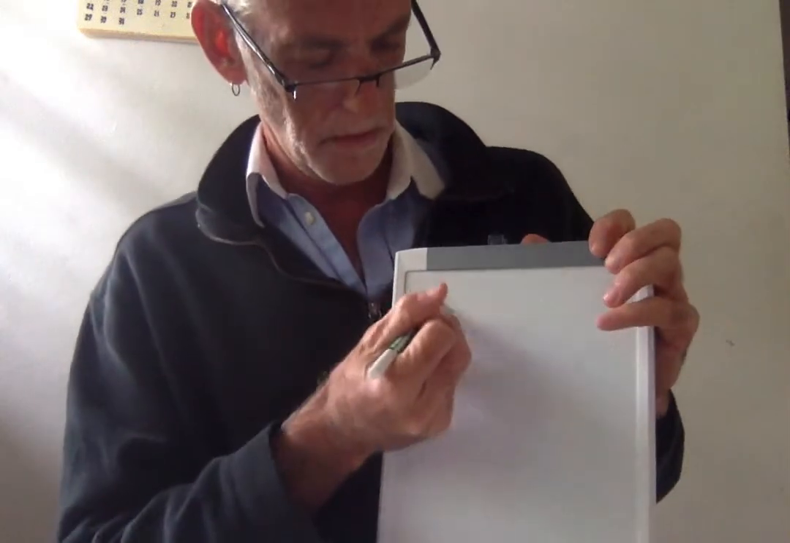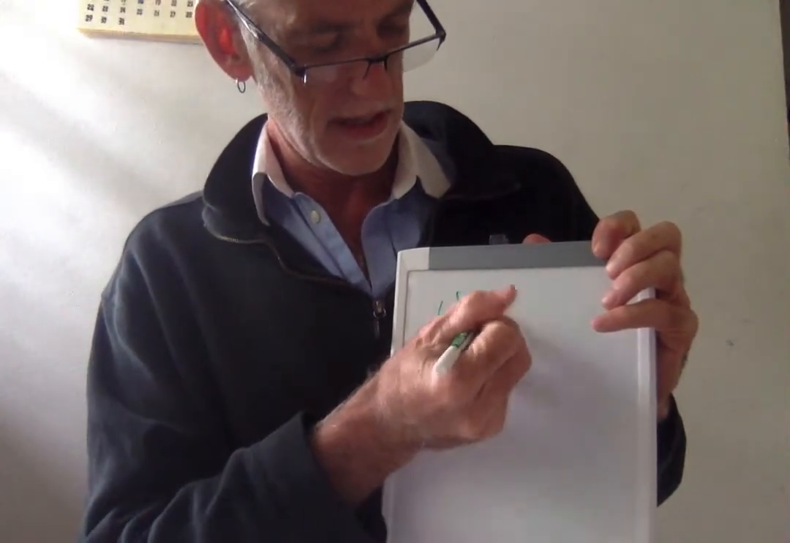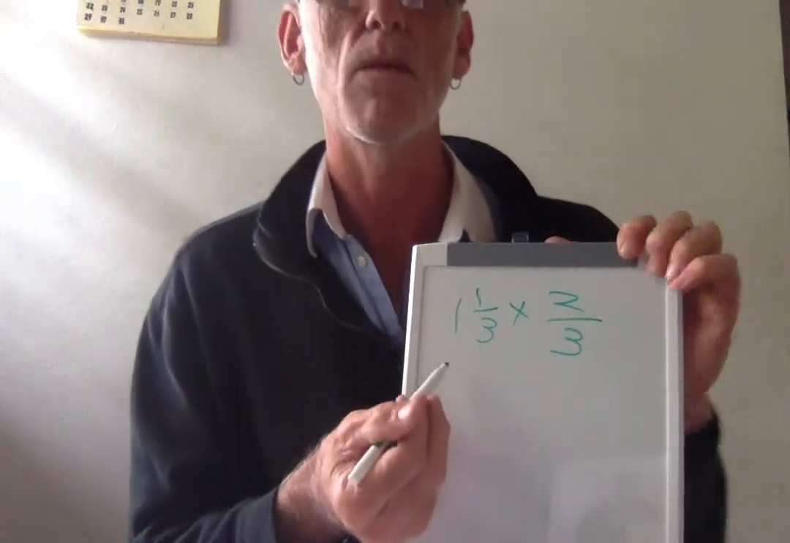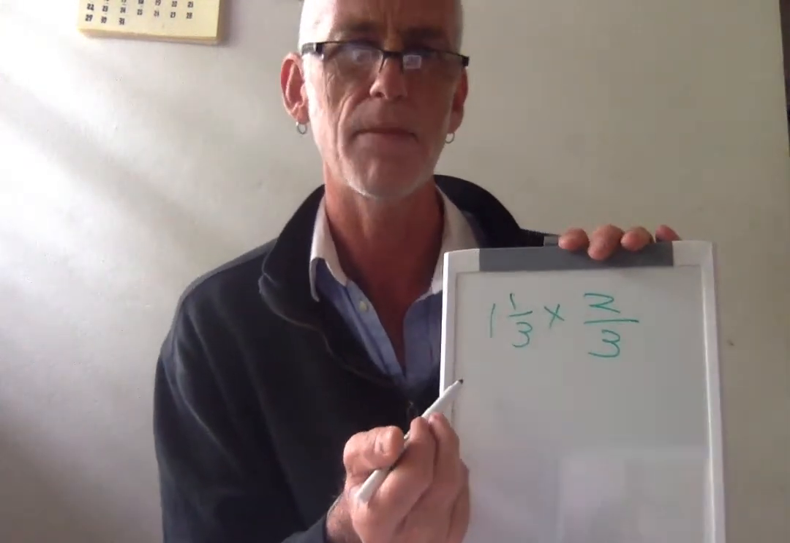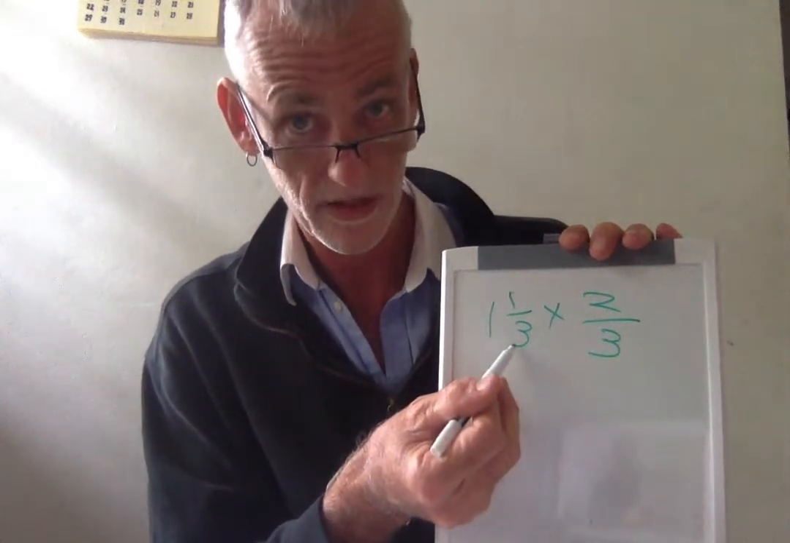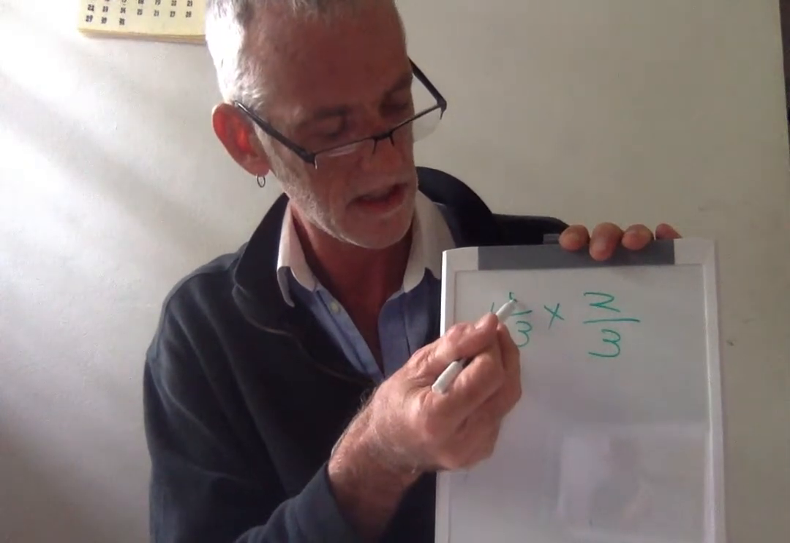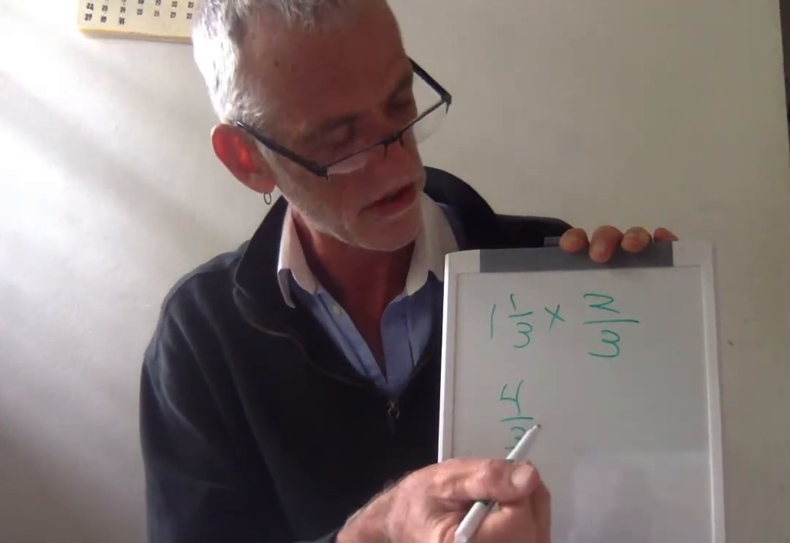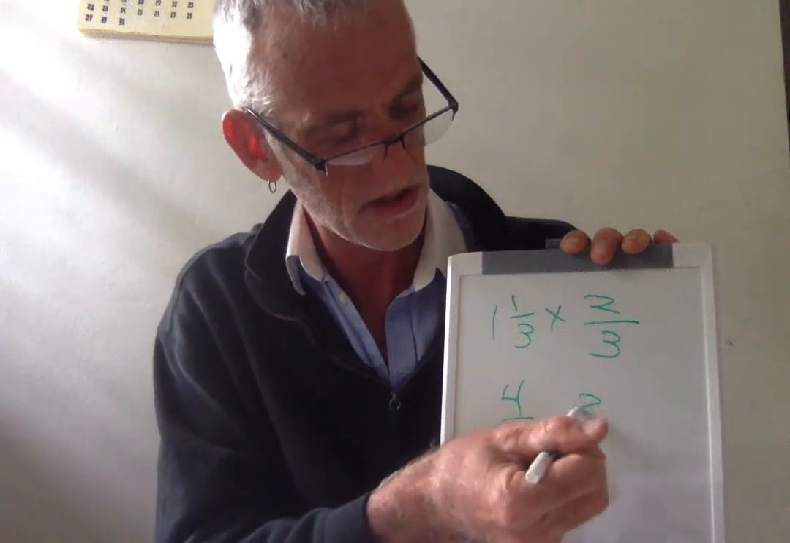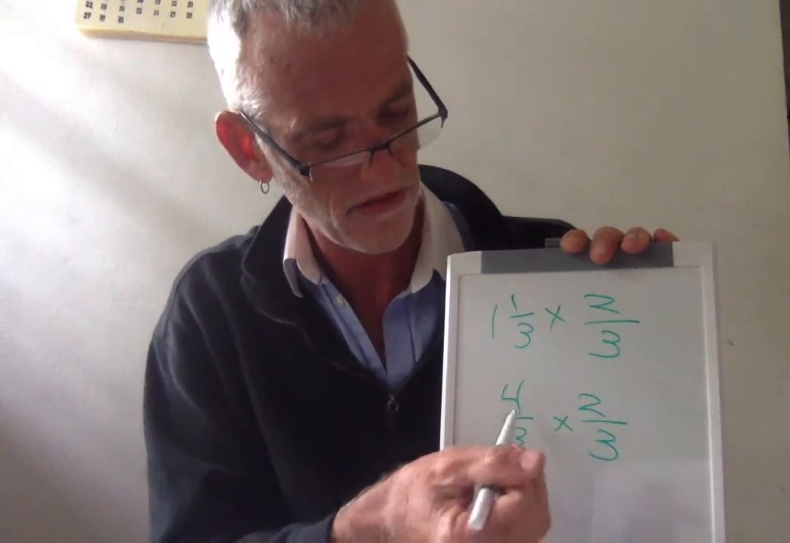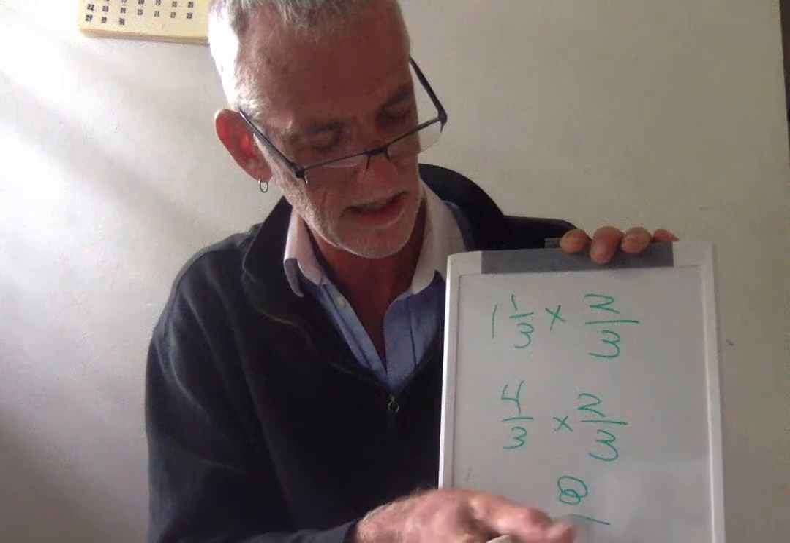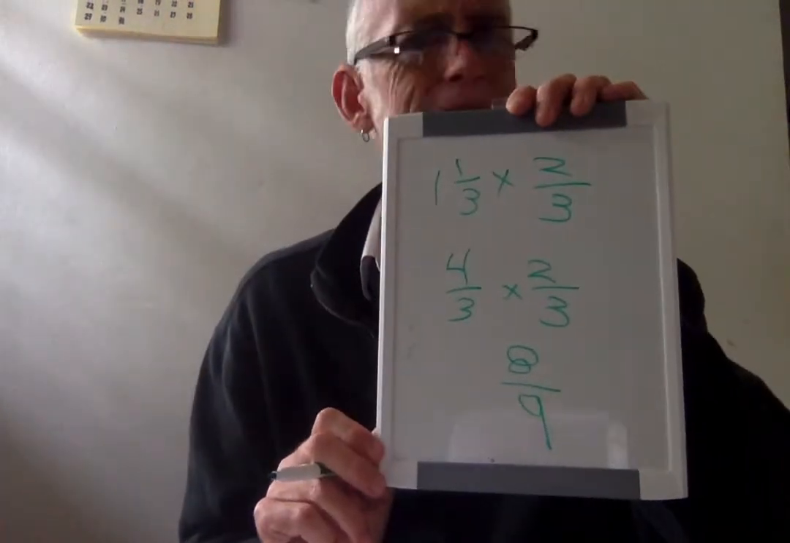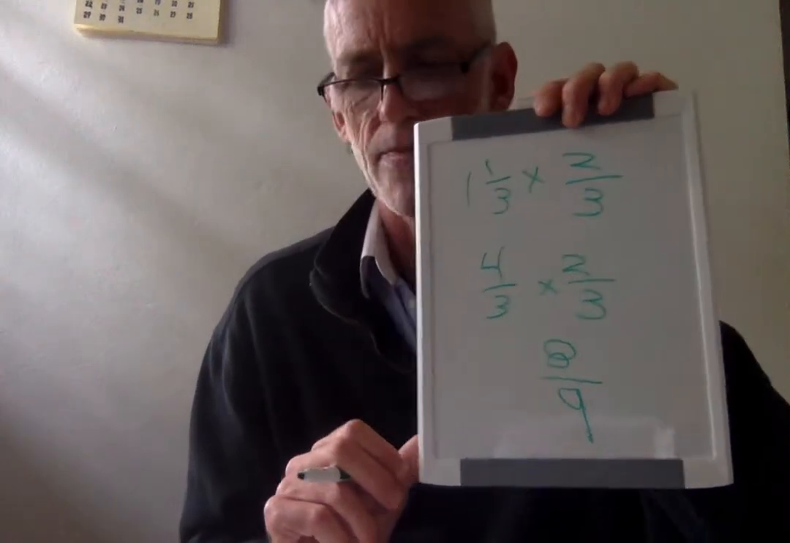1 1/3 times 2/3. We're going to change this 1 1/3 to an improper fraction. 1 times 3 is 3. 3 plus 1 is 4. So this is 4/3 times 2/3. 4 times 2 is 8. 3 times 3 is 9. Do I have to simplify? No. 8/9. That's your answer.